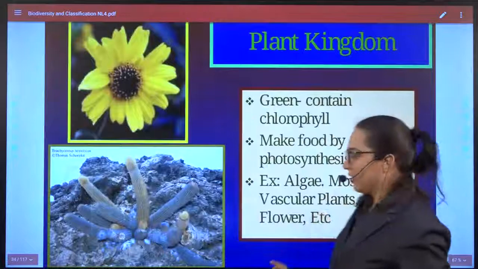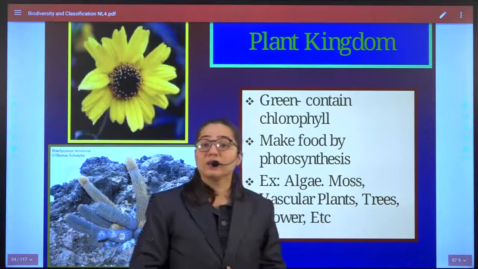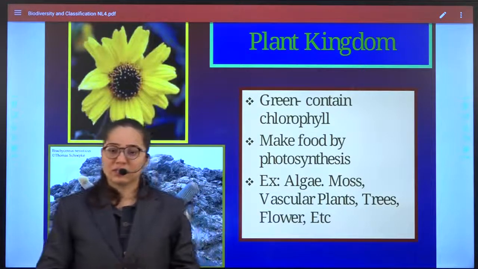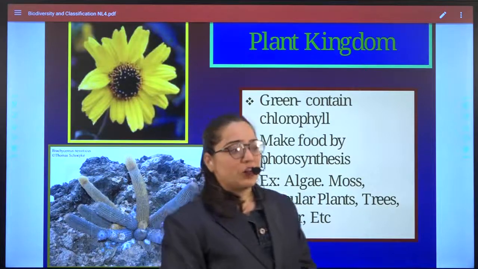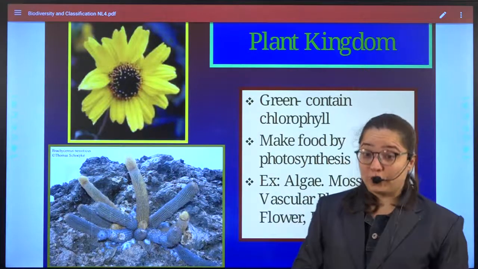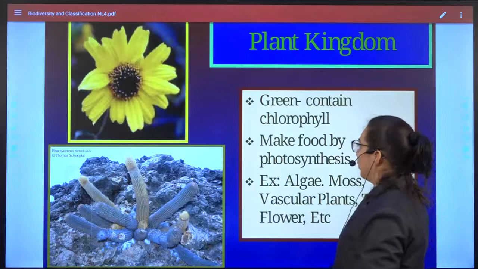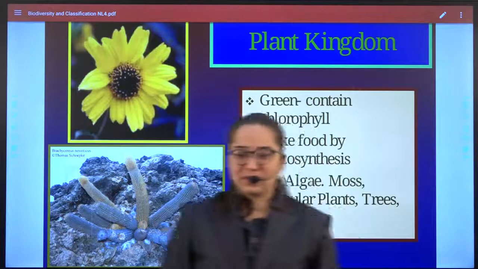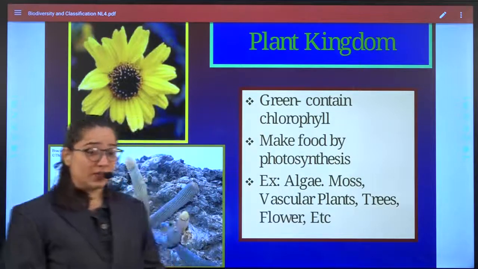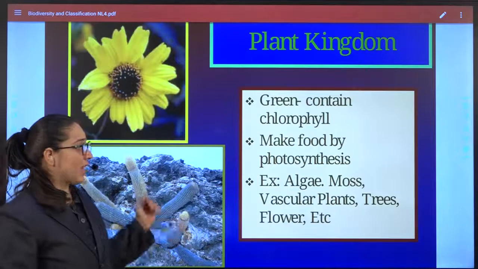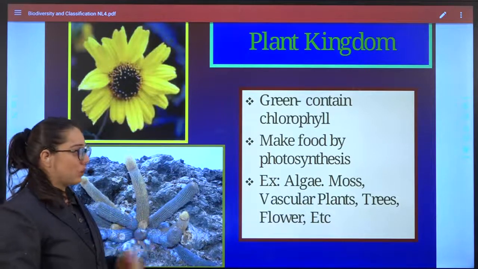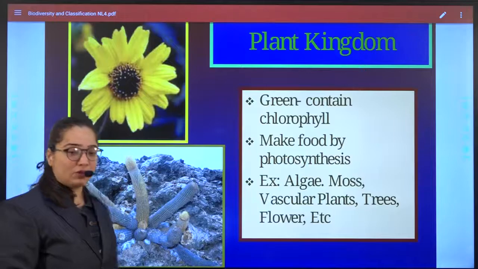Then kingdom Plantae, about which we had a very long discussion. They are generally green and they contain chlorophyll. By which process do they make food? Photosynthesis. What does it include? It also includes algae, moss, vascular plants, trees, flowers, etc.